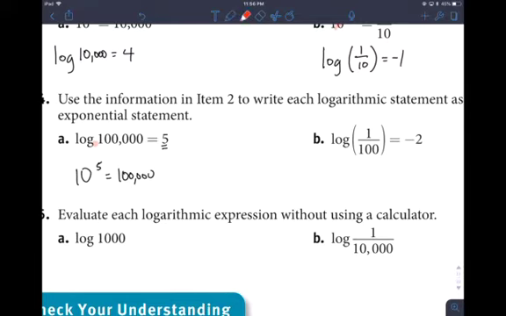In the next example, if you want to try it first, pause the video and then try it. If you want to just kind of follow along with me, then do it. Again, notice that there's no number there, so that means that the base is 10. So 10 to the power of -2 is equal to 1 over 100.